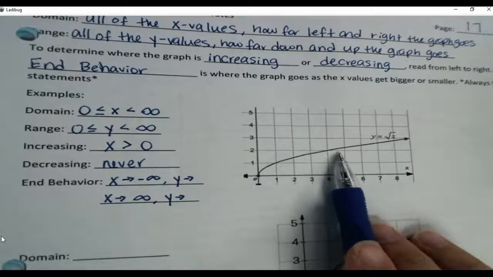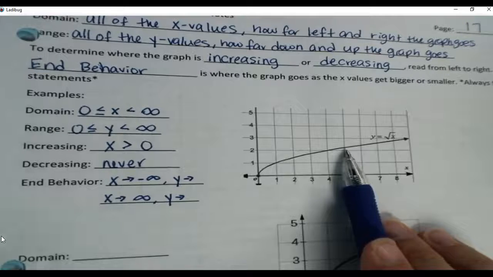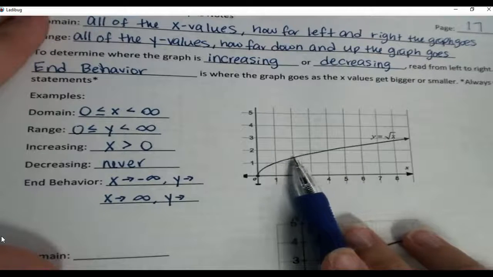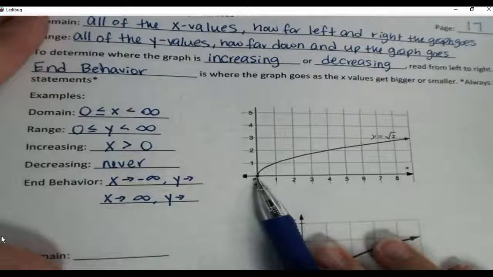So if I start in the middle of this graph, as my x goes to negative infinity, so as I'm going to the left here, my y's go to 0. Good.